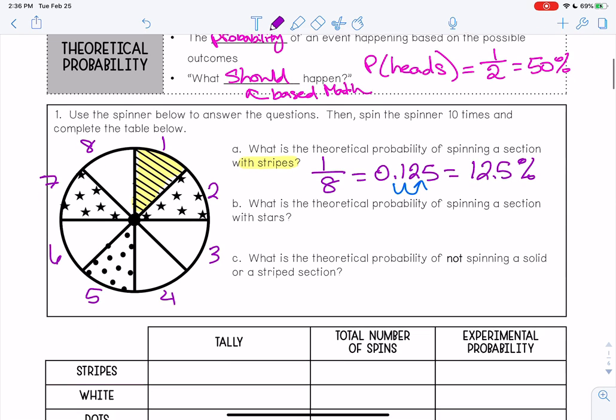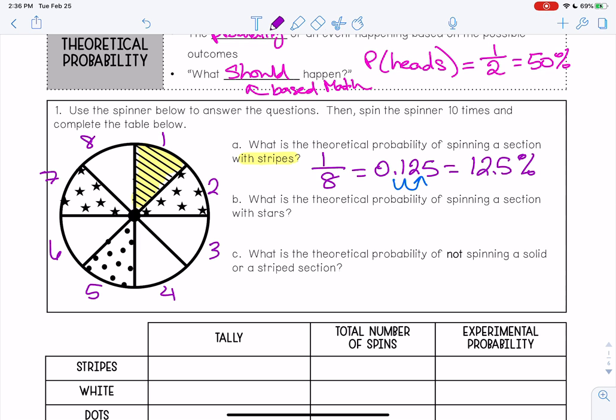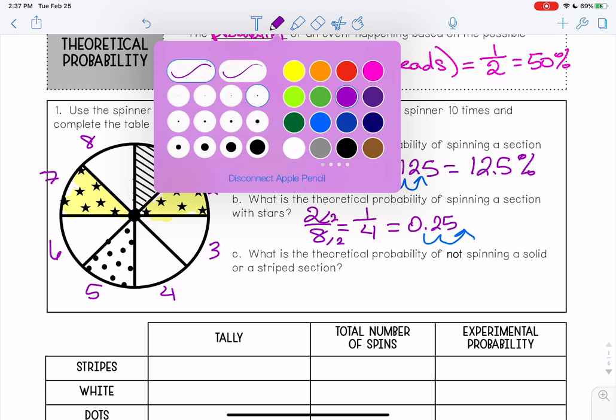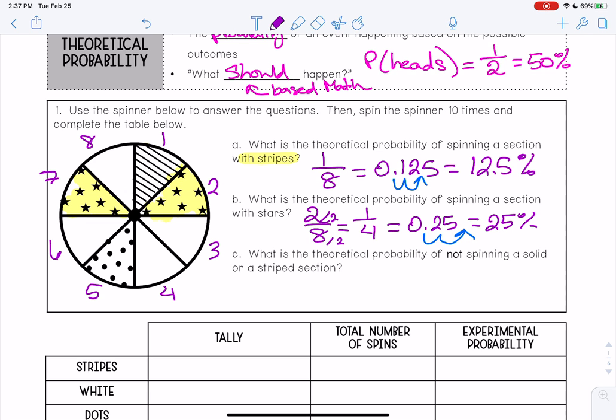B, what is the theoretical probability of spinning a section with stars? Okay, so I'm going to erase this, and now I'm looking for stars. So there's stars here, and here, and that's all the stars we have. So out of the 8 total possibilities, 2 of them have stars, which we could simplify to 1/4, because remember, if both numbers are even, that means 2 goes into them. And we always have to simplify our fractions. So 1 divided by 4 gives us 0.25. Remember, we move that decimal over 2 places to make it into a percent, and we get 25% probability of getting stars. All right.